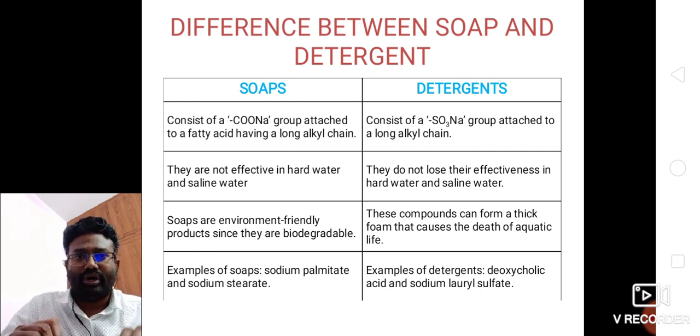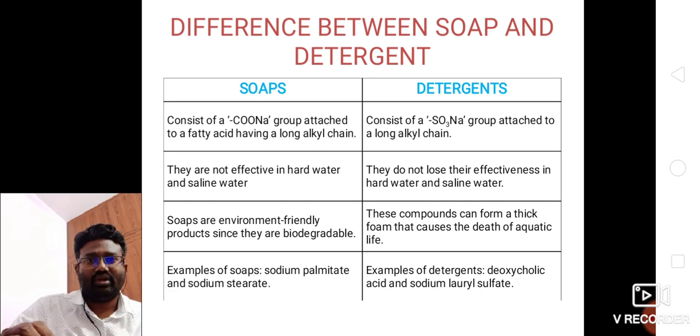Soaps are completely biodegradable, whereas detergents containing a branched hydrocarbon chain are non-biodegradable. Soaps have a tendency to form scum in hard water. Detergents do not form scum. Soaps are derived from natural sources such as vegetable oils and animal fats. Detergents are synthetic derivatives. Soaps are environment friendly products since they are biodegradable. Detergents can form a thick foam and cause death of aquatic life.